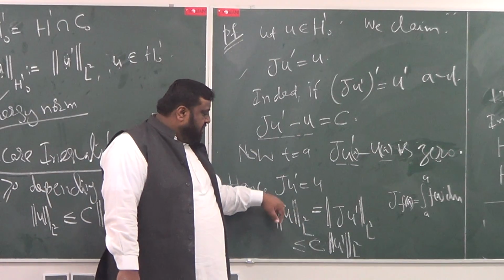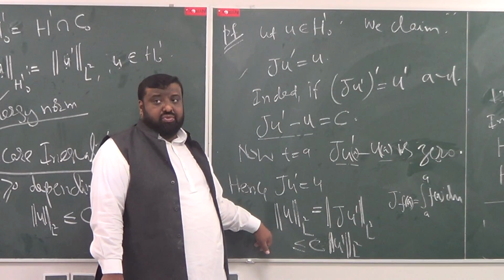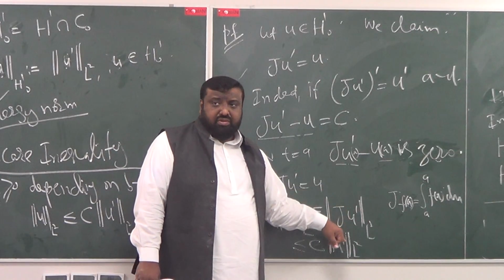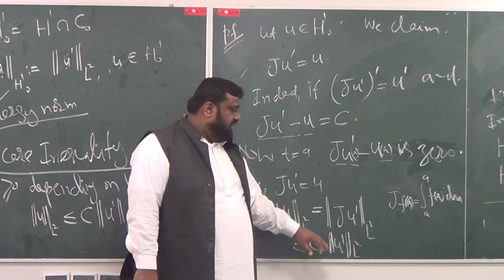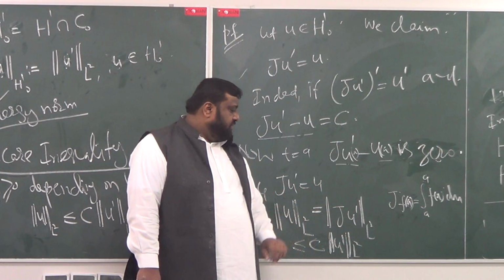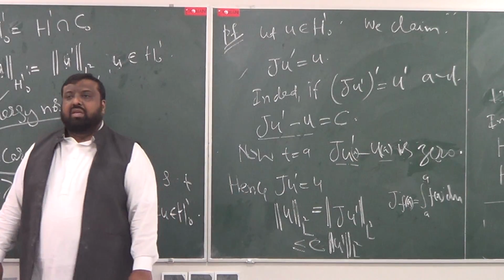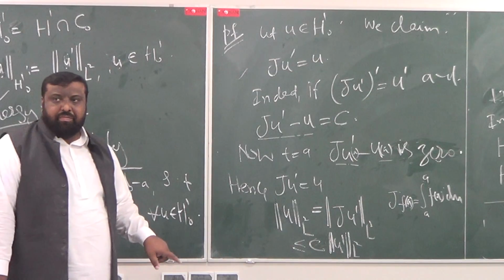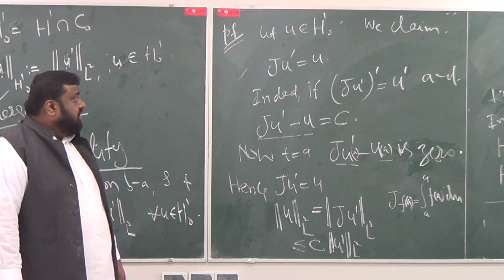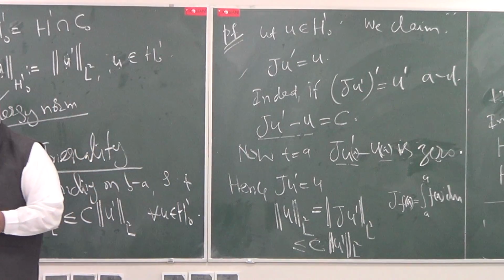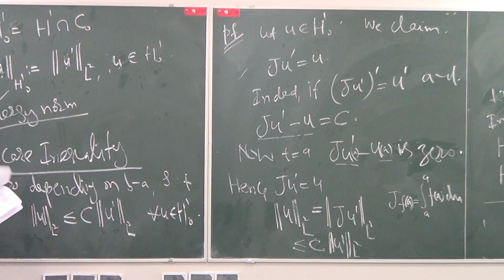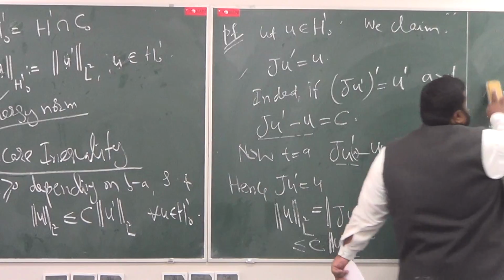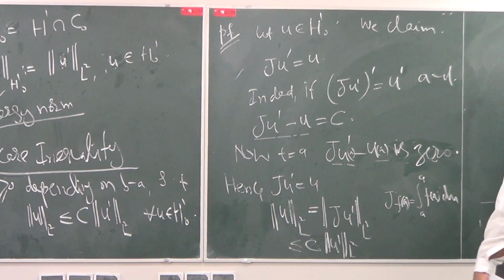And hence, if I want to evaluate the L2 norm of U, I have to evaluate the L2 norm of U prime. We saw an inequality yesterday that I can estimate this by some constant times the L2 norm of the input, and the input is U prime. So the Poincare inequality is true. Now once we have this, we have almost everything to prove the existence and uniqueness of the Poisson problem.